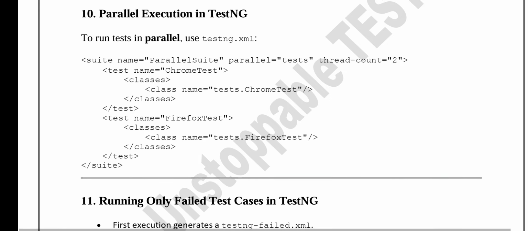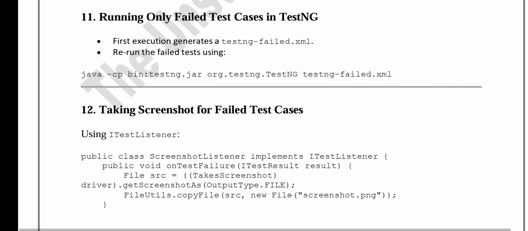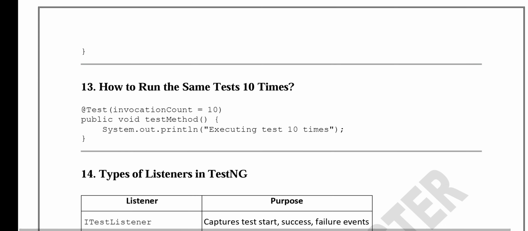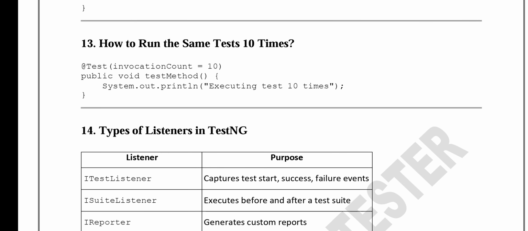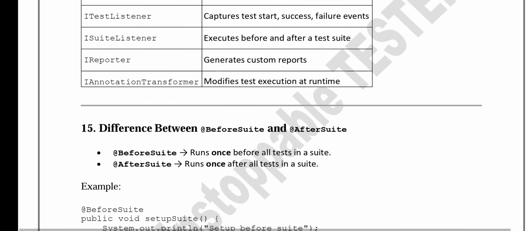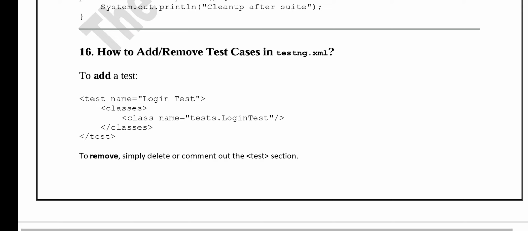Performing a parallel execution in testng. How to run only the failed test cases in testng. How to take screenshot for failed test cases. How to run the same test 10 times. What are the different types of listeners in testng? What's the difference between before suite and after suite?